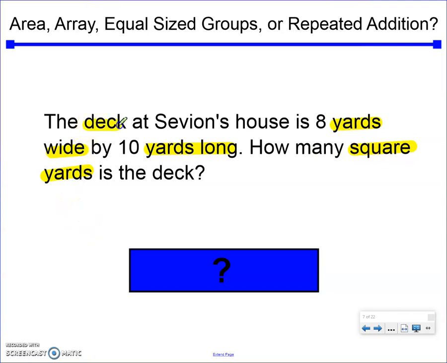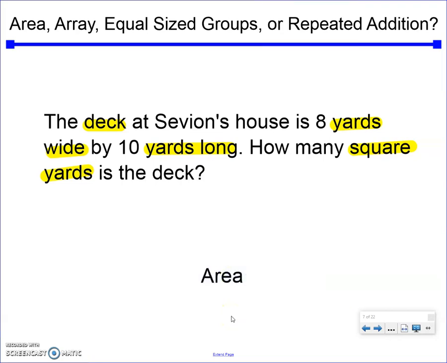And I know that decks can be rectangles. So if we know how long and how wide this deck is and we're trying to find out how many total square yards it is, what kind of story problem is this? You're right. This is an area multiplication story problem.